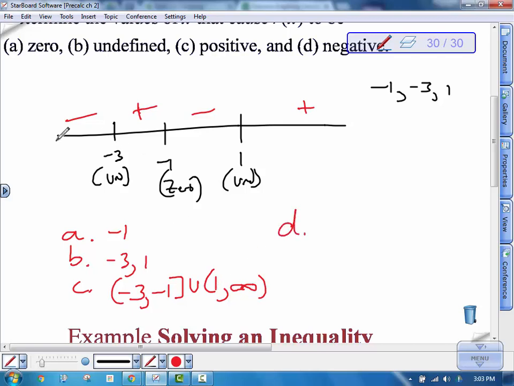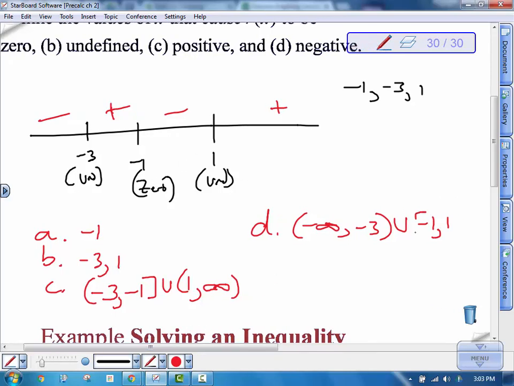Where is it negative? Negative from negative infinity all the way to negative 3. I can't include the negative 3 because it's undefined. It's also negative from negative 1 to 1, right here. And I cannot include the 0 because it's not negative. And I can't include the 1 because it's undefined. Okay?